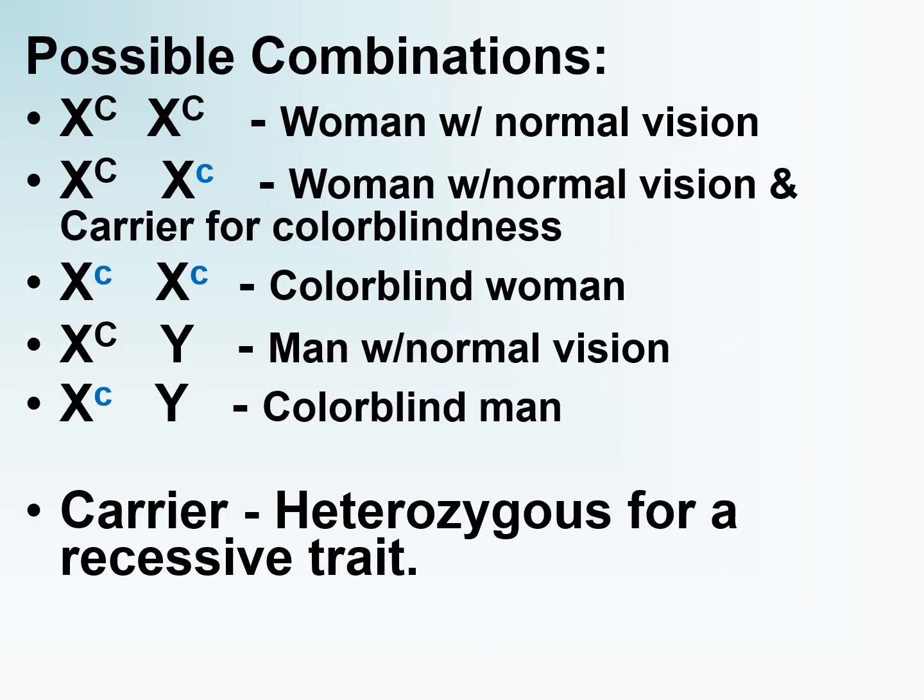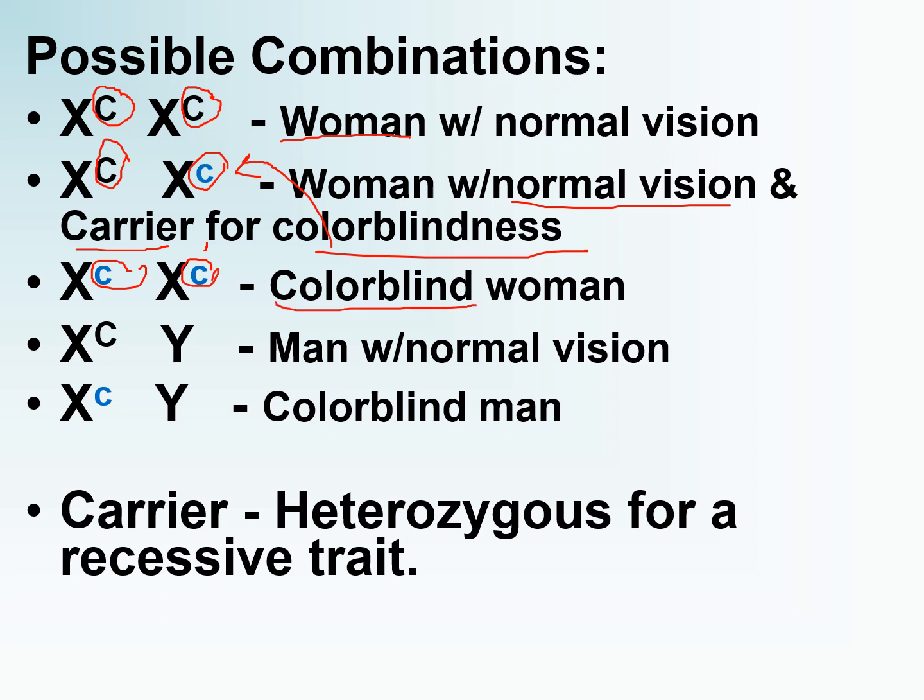So remember we're talking about color blindness. If we have two big C's, and remember two X's make a female or a woman, she's going to have normal vision. If the woman has a big C allele and a little c, then she's going to appear as having normal vision, but she's going to be a carrier for the color blindness allele. If a female has two small c's, she's going to be colorblind.